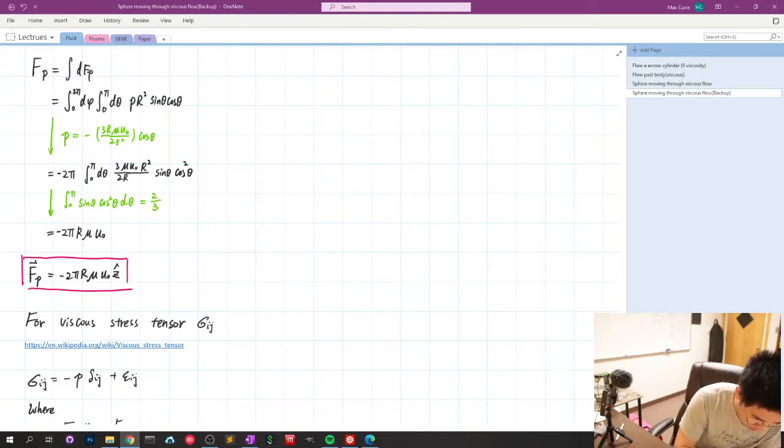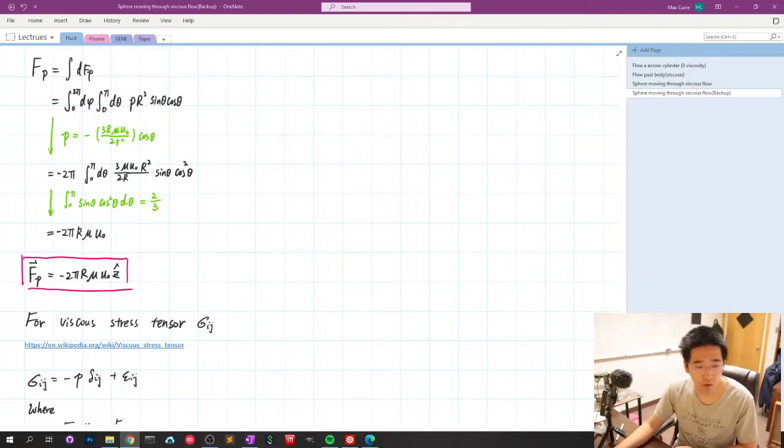Sorry, I need to check on something. So negative 2 pi r mu u naught z. So it's opposite of where the flow comes from, which, of course, it should be.